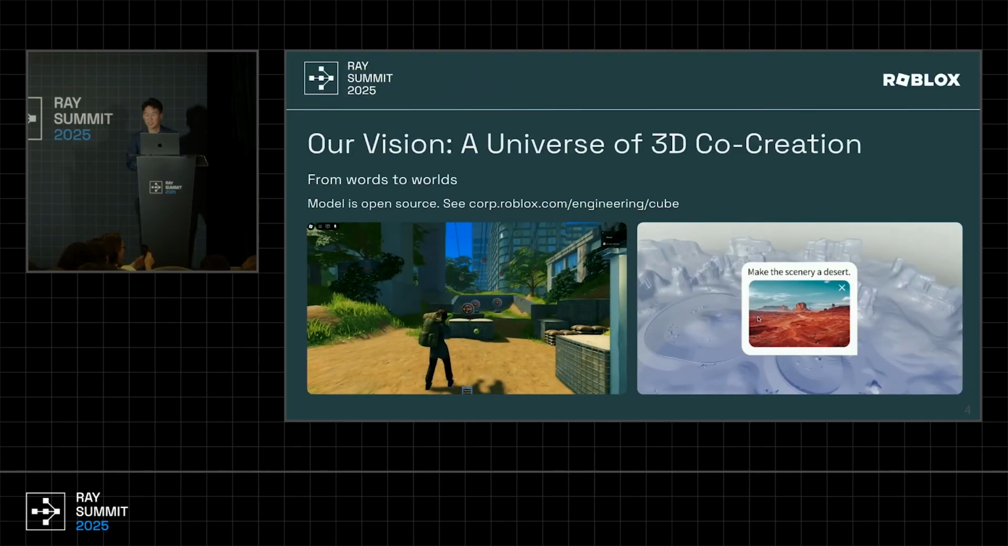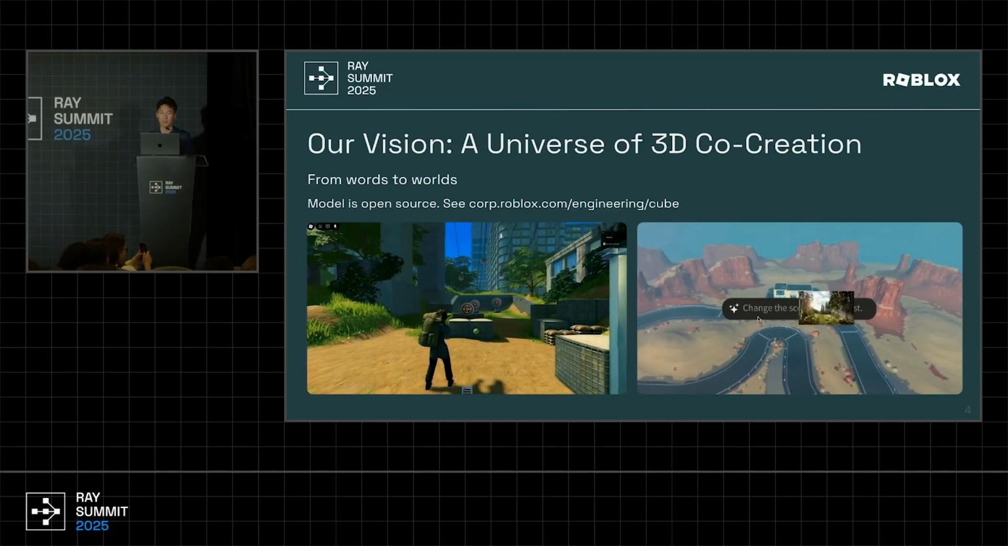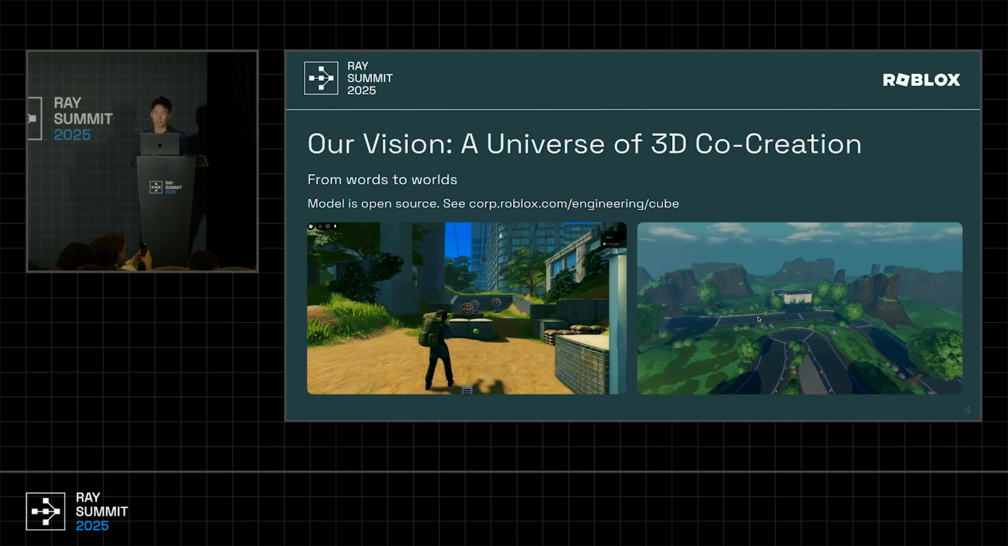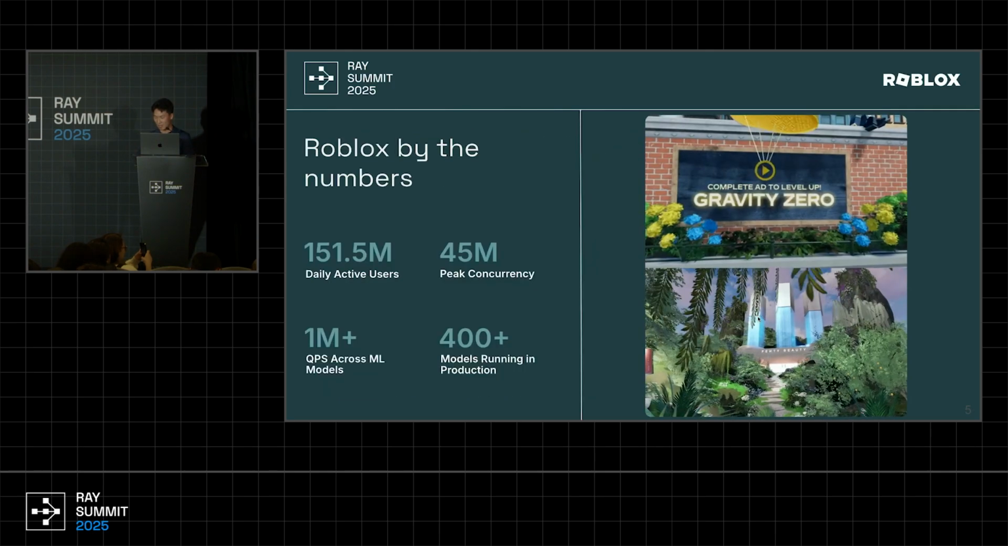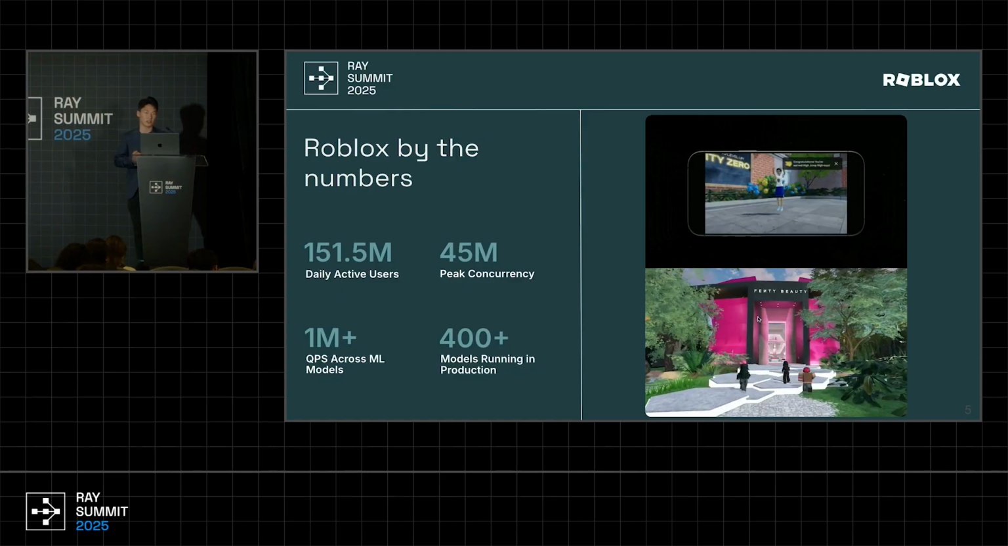So what we just saw was our first step towards a vision, towards a world where you can just kind of ask whatever you want, and then co-create it with AI. And in the future, you should be able to just change the scenery with just a simple prompt. But delivering this vision at Roblox scale presents an enormous engineering challenge.